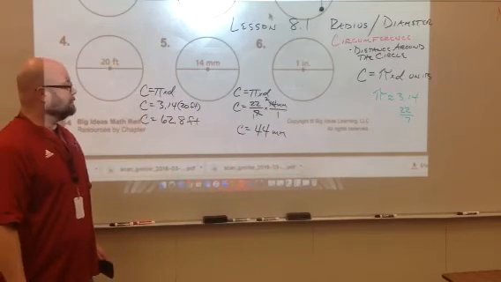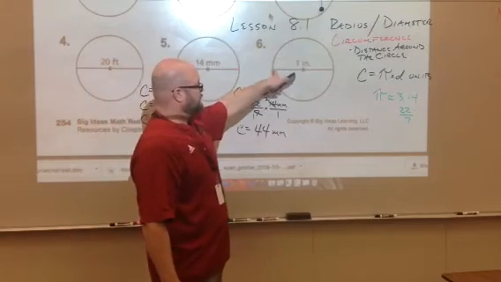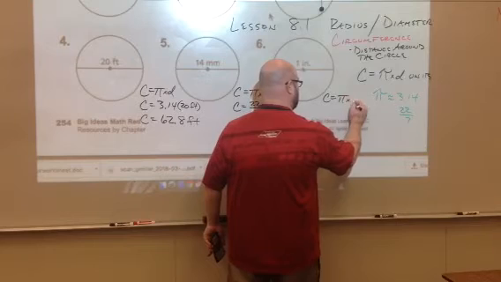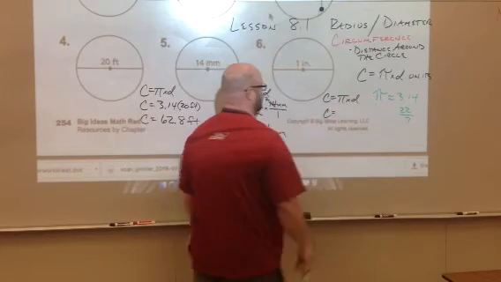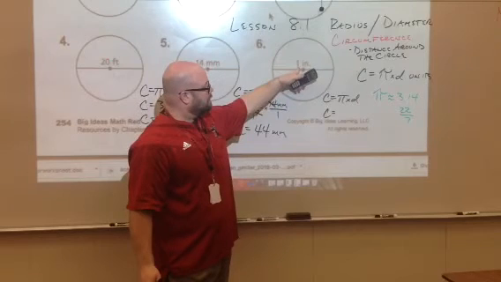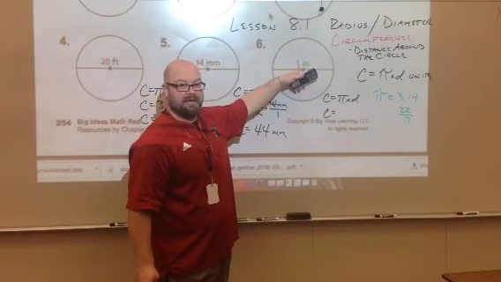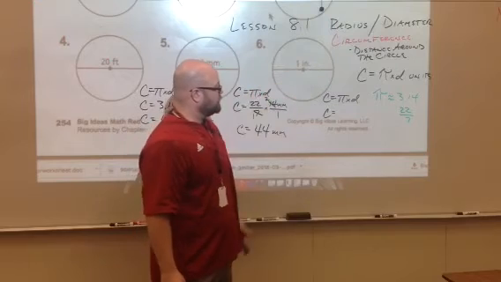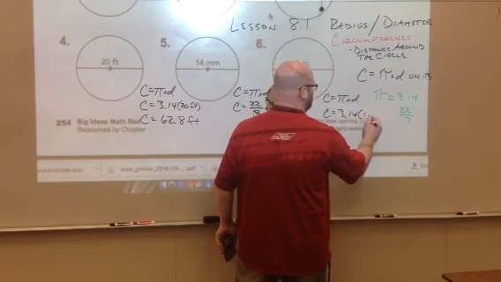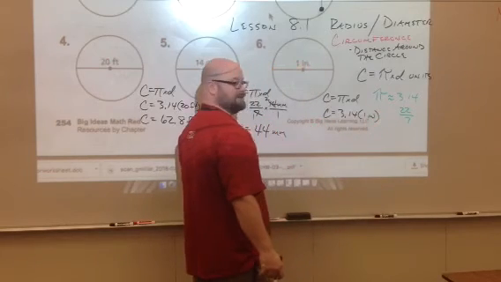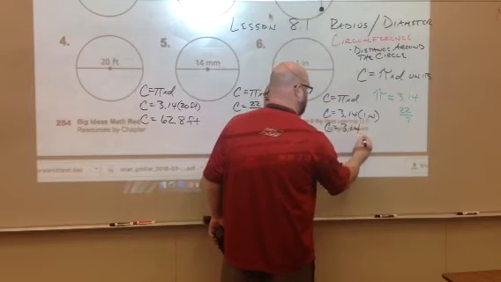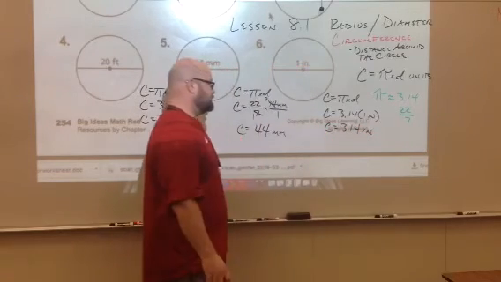And one more example. Number 6. So now, formula, circumference equals pi times diameter. Circumference equals, so let's check our form for pi. Is 1 a multiple of 7? No. So I'm going to use 3.14. So 3.14 times 1 inch. Pretty simple math here. C equals 3.14 inches.